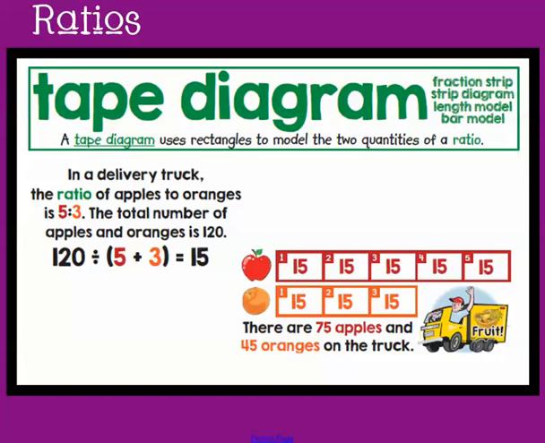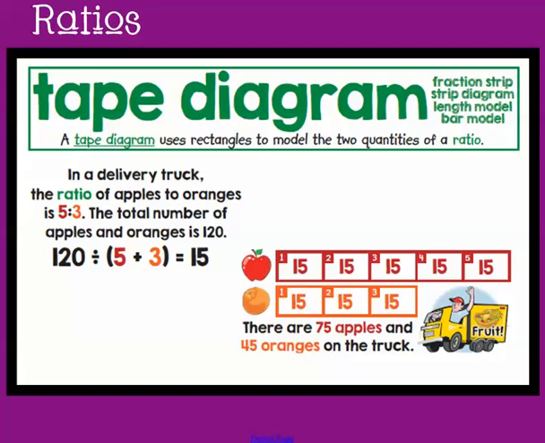Now in the equation that you see, we have taken 120 pieces of fruit, the total number of apples and oranges, and we are going to divide that by the total number of parts in our ratio. Remember, we had 5 parts for the apples and 3 parts for the oranges, so we have a total of 8 parts. And we'll take that 120, divide by 8, and that's going to give us 15. That means in each part we're going to have 15 pieces of fruit.